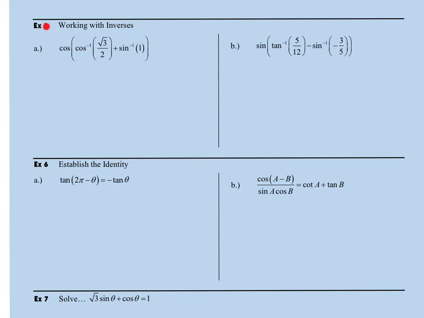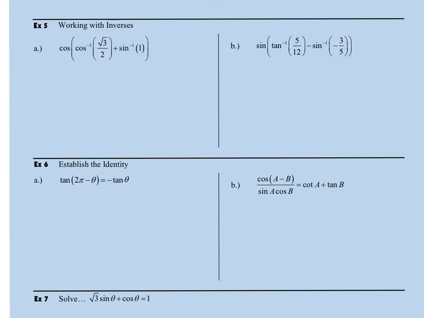So on example 5 here, we're going to look at how we can combine our concepts and our knowledge of inverses with this sum and difference formula. Now, this example 5a can actually be done two different ways. The first thing that we could do is look at these inner pieces and first just look at, let's say, the inverse cosine of radical 3 over 2.